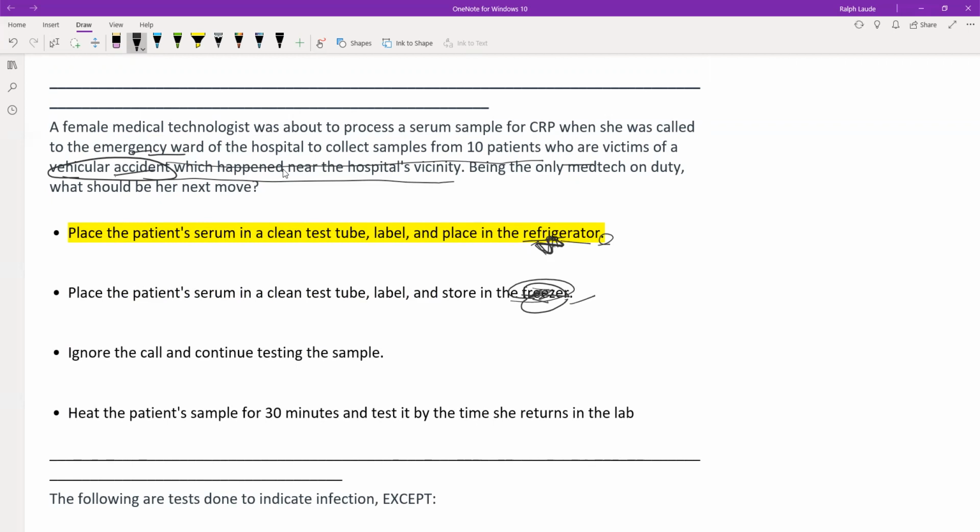And then, you cannot ignore the call and continue testing the sample. As I have mentioned a while ago, all of the patients could be requiring immediate blood transfusions. Kailangan emergency transfusion, kailangan immediate cross-matching. So, kailangan may sample agad. Then, you heat the patient sample? No, no need for you to do heating, and test it by the time she returns in the lab. Why would you heat it when you are actually processing for CRP, which is sensitive to heat? So hindi pwede. So this is the best answer.